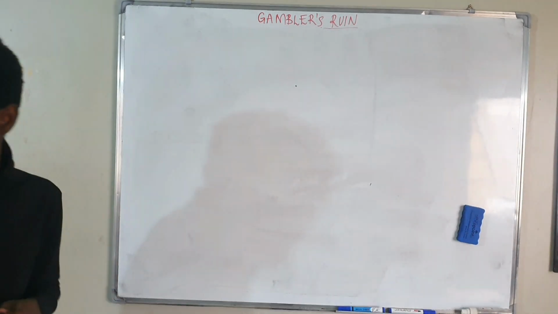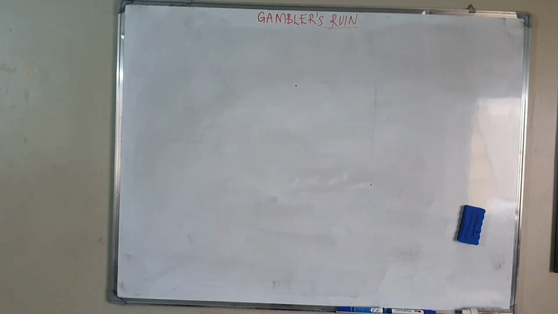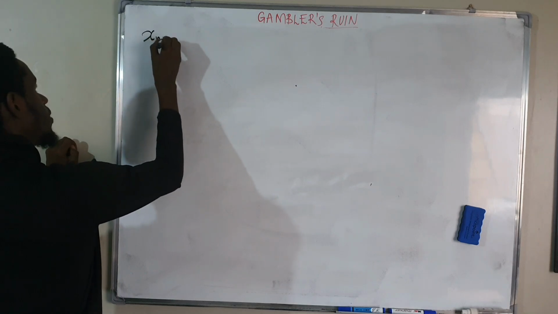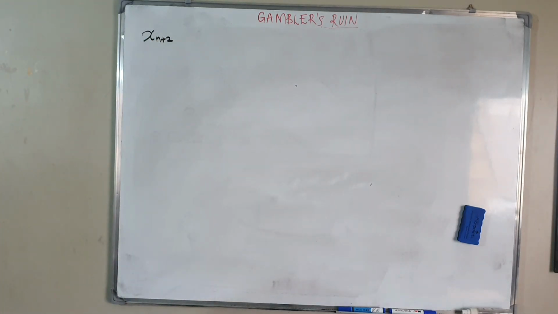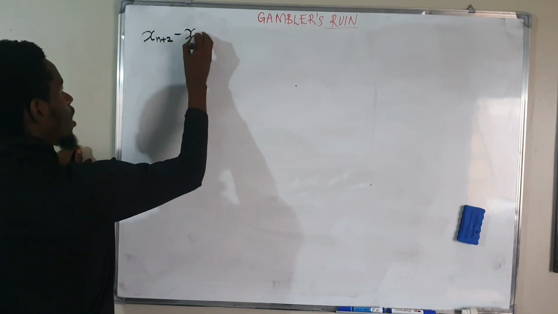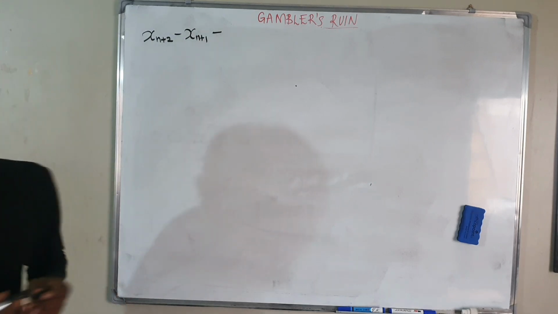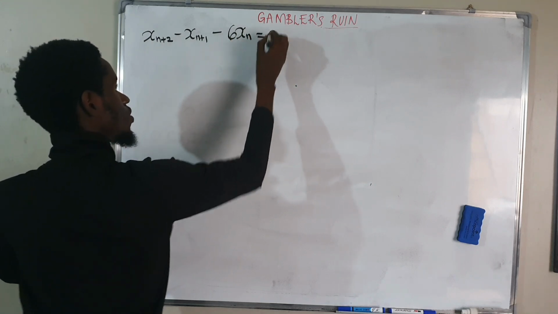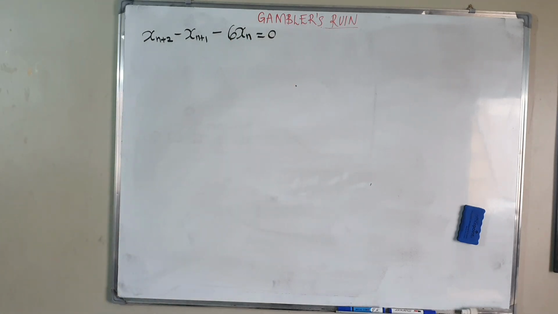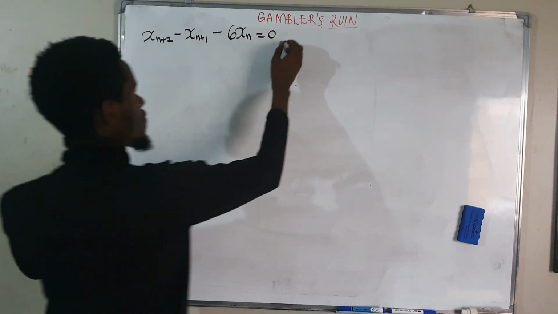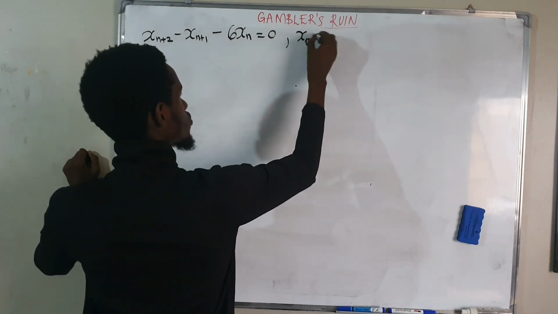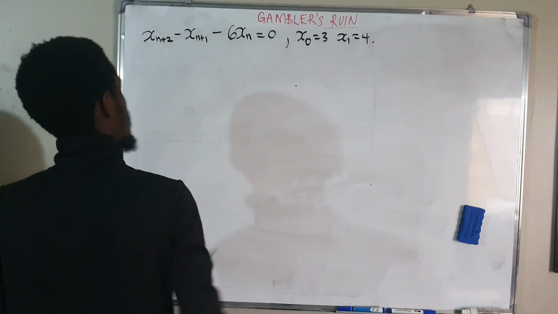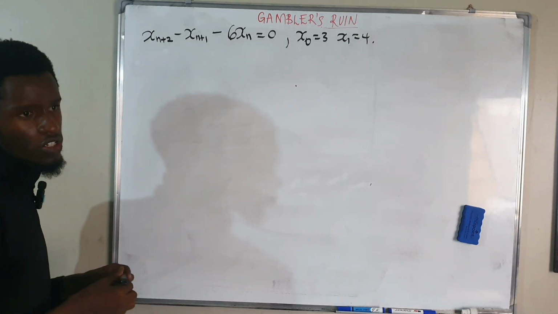Now, let us take an example of a difference equation and see how we can solve it. If we have x n plus 2 minus x n plus 1, then minus 6 x n equals 0, and then we have x 0 equals 3 and x 1 equals 4. We are given x 0 equals 3 and x 1 equals 4. Now, how do we solve this difference equation given these conditions?